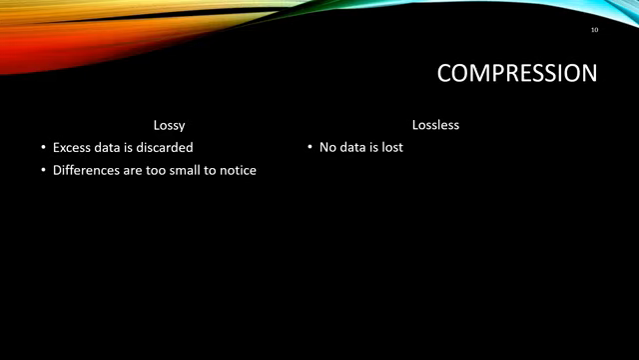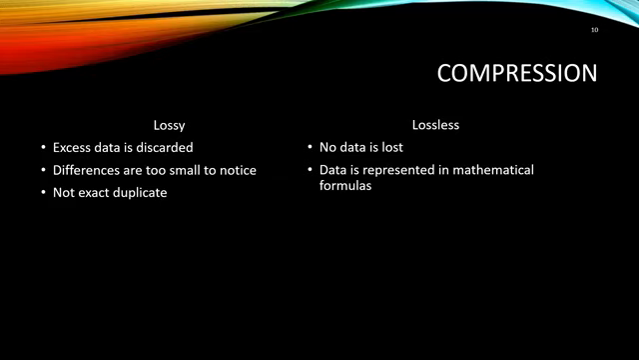As you may have guessed, when you compress an image with a lossy method, you lose some of the data. And when you use a lossless method, no data is lost. With a lossy compression method, only excess or redundant data is lost, and the differences are negligible and usually too small to differentiate. The resulting image looks close enough to the original, but is not an exact duplicate. With a lossless compression method, no data is removed, but instead gets represented in mathematical formulas. The result is a bit-by-bit identical copy of the original.